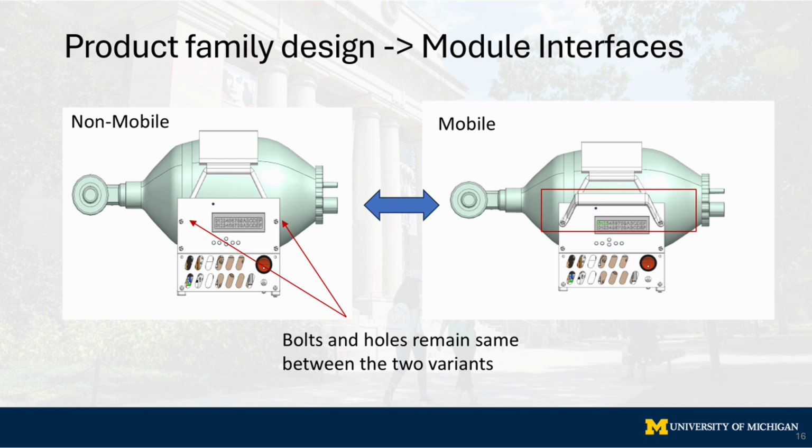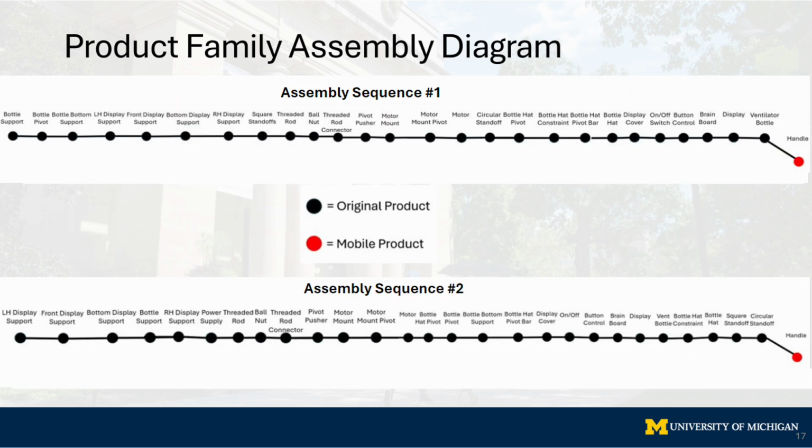The interfaces remain generally the same. You can see those bolt holes that the handle goes into are retained between designs. The primary difference here is the addition of the handle to allow for easier transport and using the unit on the go. Next, we show the original and optimized assembly sequences.